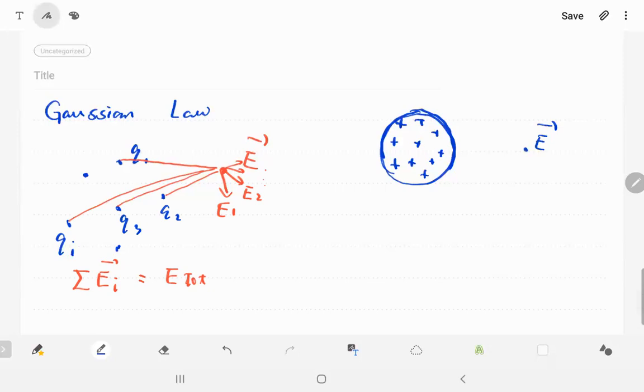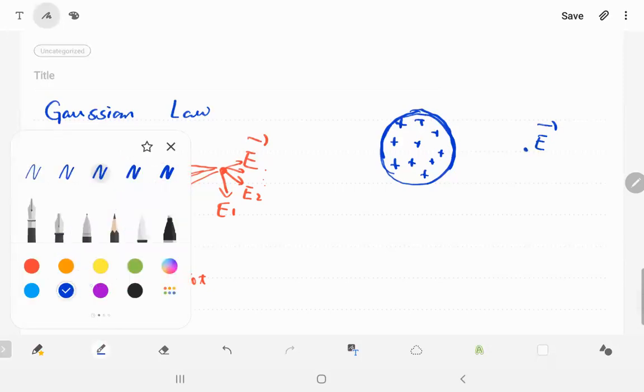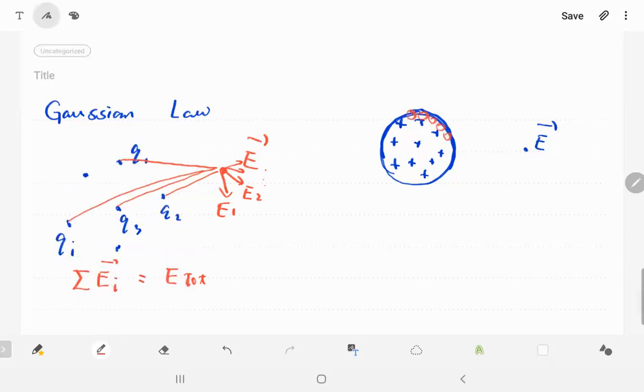So one stupid way to calculate the electric field is to separate this ball into different small parts. We separate it into many, many segments, and each segment could be treated as a point charge. Then each point charge generates an electric field at this point. Then we sum up all of them. If we have enough points and each point is small enough, then the electric field we calculate is very close to the sum of the electric fields.